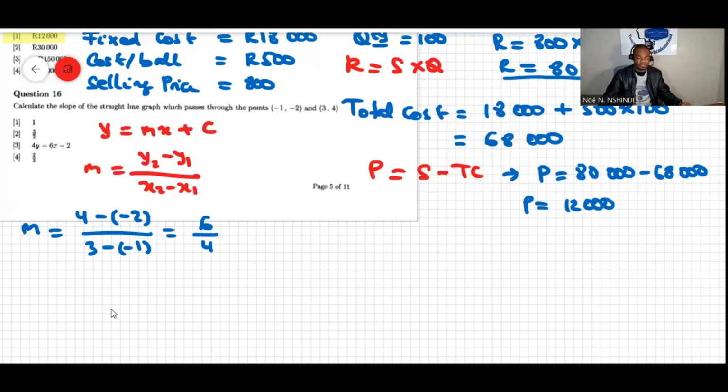Careful here, minus will make plus. So it becomes 4 plus 2, 6. Minus here makes also plus, 3 plus 1, 4. And then this is equal to 3 over 2. So the correct answer here is the slope is 3 over 2.